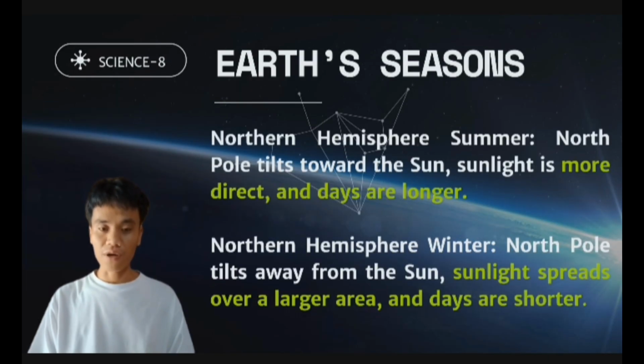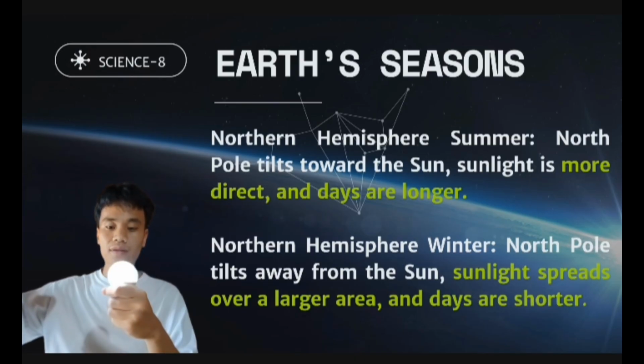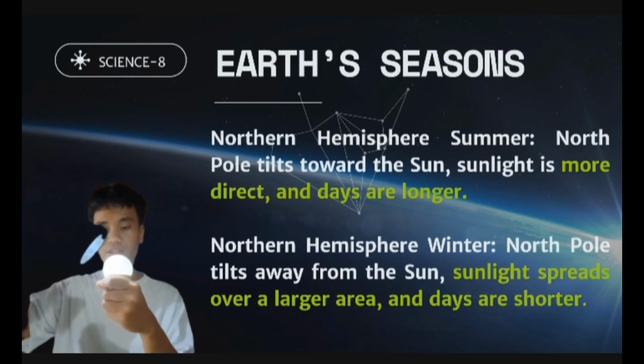we have summer, or the northern hemisphere summer. The North Pole tilts toward the Sun. Sunlight is more direct and days are longer. For example, this is the Earth and this is the Sun. If the sunlight is towards the North Pole, or directed to the North Pole, the days are longer.